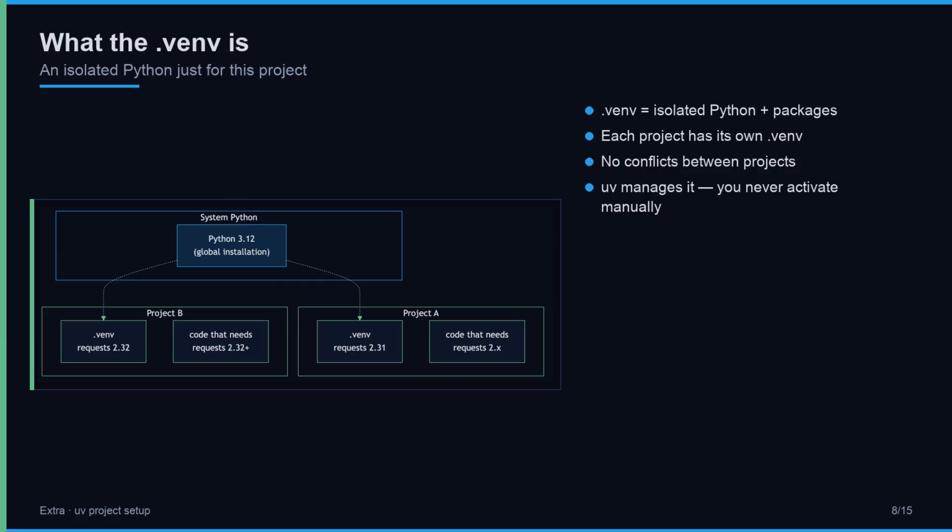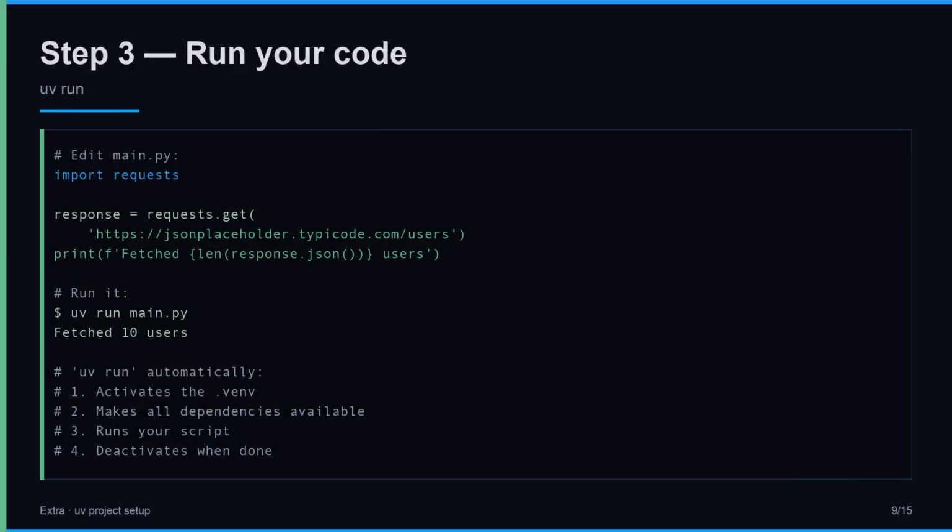Step 3, run your code. Edit main.py, import requests, fetch some data, print a result. Then run it with uv run main.py.